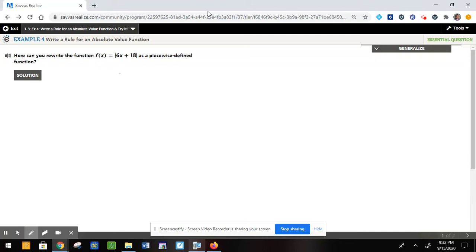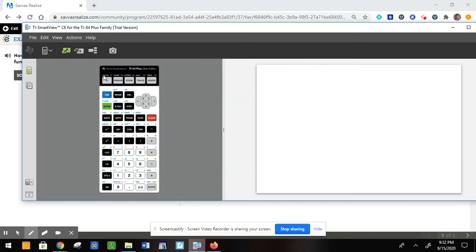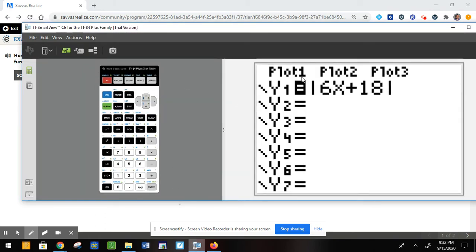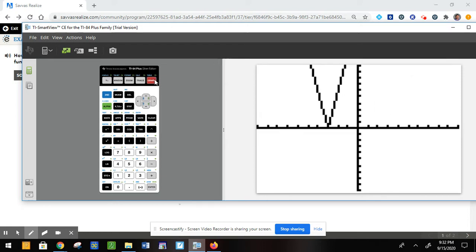First thing I would do when I'm trying to rewrite this function as a piecewise function is just graph it and let's see what we're looking at. So I'm going to graph y equals absolute value of 6x plus 18. And there we can look at it. So if we're looking at this in terms of a piecewise function, it's got two parts, right? It's got the left side and the right side.